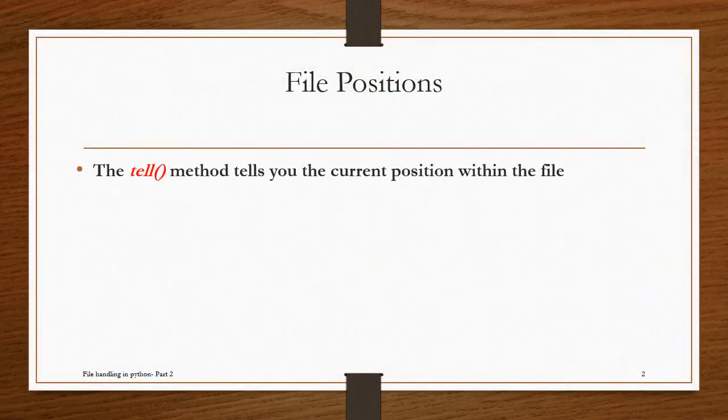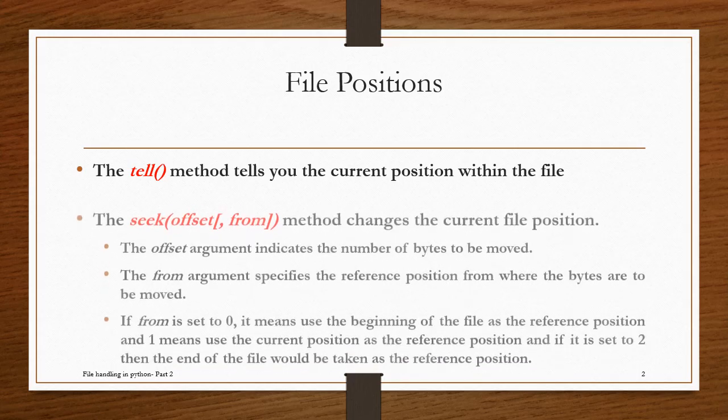The tell method tells you the current position within the file. We know that while we execute read or write methods, the file pointer starts at the first position. So while traversing each and every character or byte in the file, the position may vary. So the tell method tells you the current position within the file.